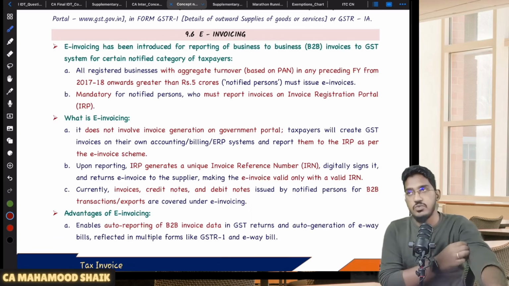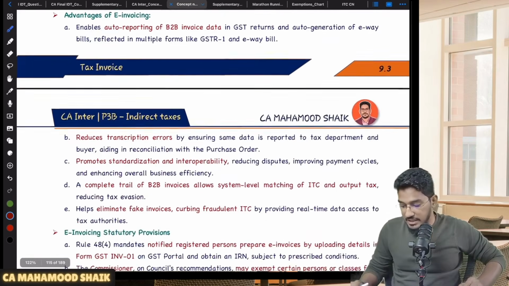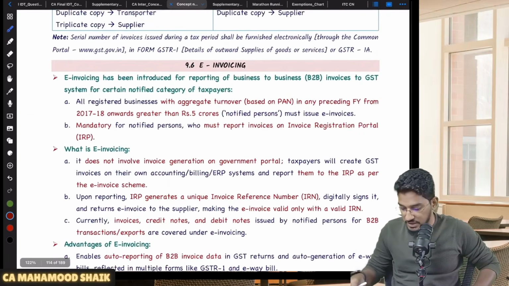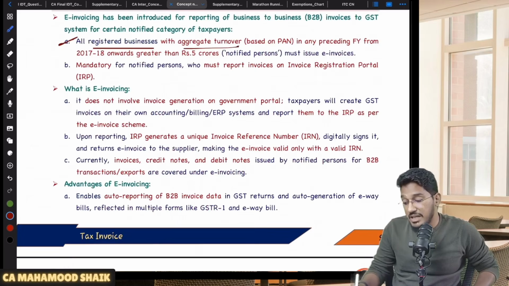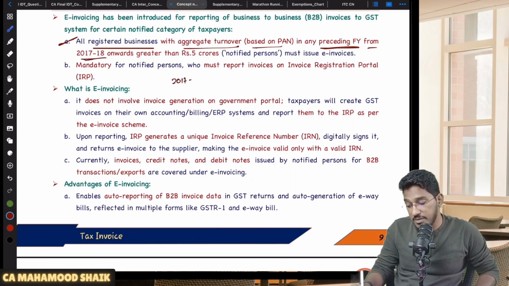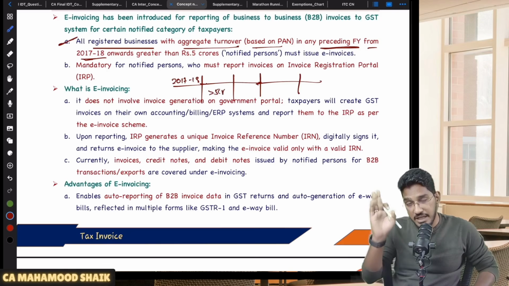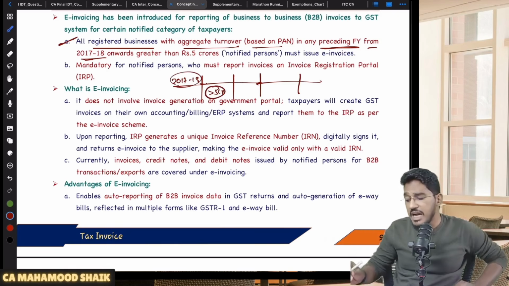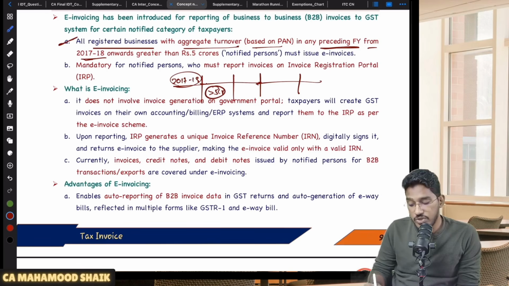For big suppliers, first I will tell you what the criteria is. Who will be that big supplier? Much of the textual discussion is there, but I will tell you what is important from the exam perspective. The first point: all registered businesses with aggregate turnover, based on PAN, in any preceding financial year starting from 2017-18 onwards, that is, from the year GST came into picture, if your turnover has exceeded 5 crores, not in all financial years, my dear students, even if in just one financial year your aggregate turnover has exceeded 5 crores, then you are required to generate an e-invoice.